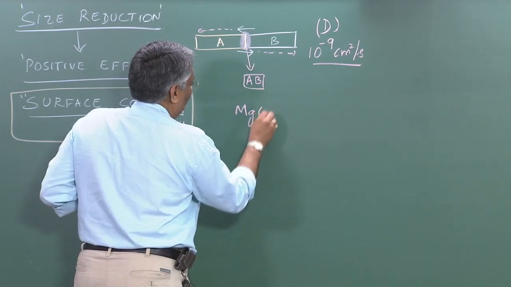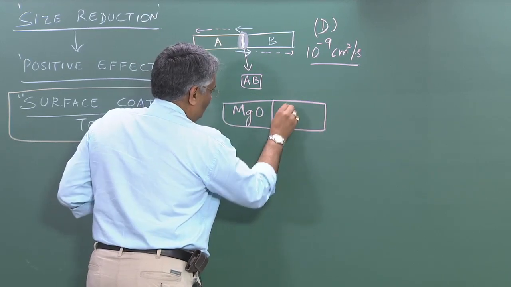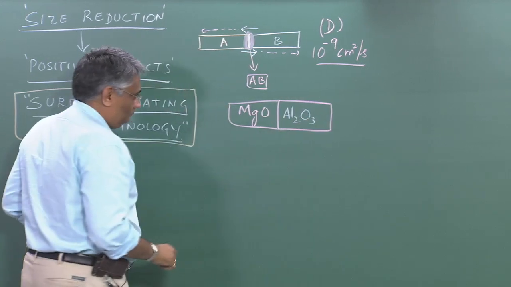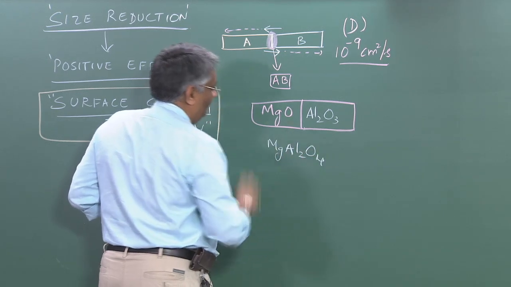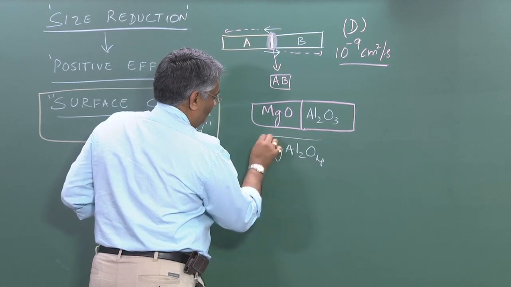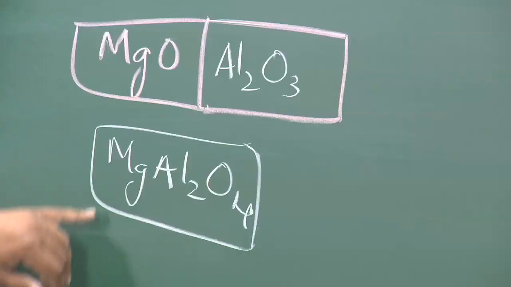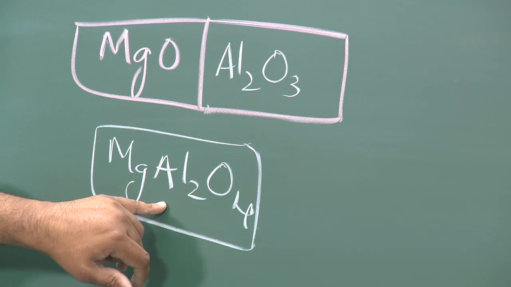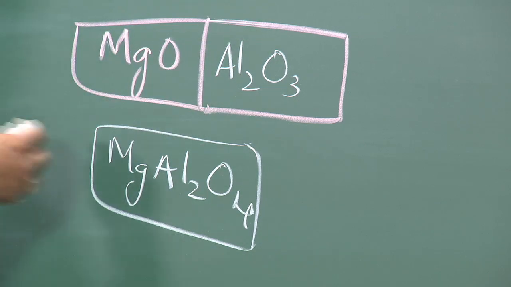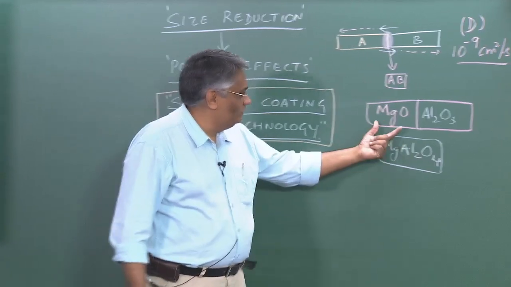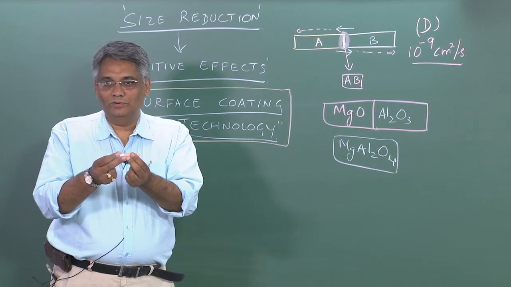If there's an example, if you have magnesium oxide here, Al2O3 there, you see the formation of MgAl2O4. If you make a reaction happen between magnesium oxide and aluminum oxide, you can get this new compound called magnesium aluminum oxide. Now, if you start making the reaction happen between two solids, one is magnesium oxide, the other one is aluminum oxide.